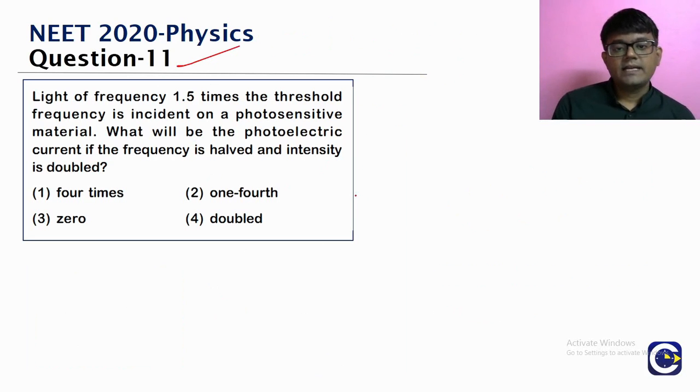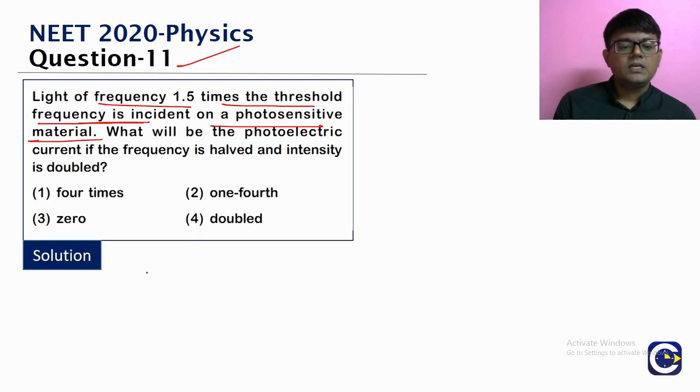Next we have another theoretical question. In this NEET 2020 paper we have a lot of theoretical questions. This is based on the photoelectric emission. Light of frequency 1.5 times the threshold frequency is incident on a photosensitive material. Let us say the threshold frequency value is nu naught.